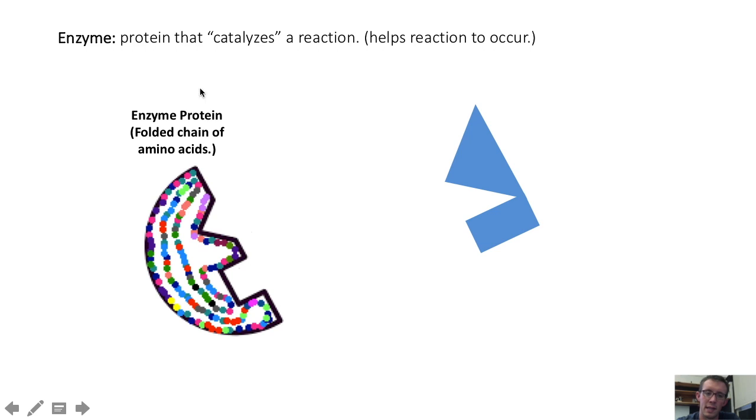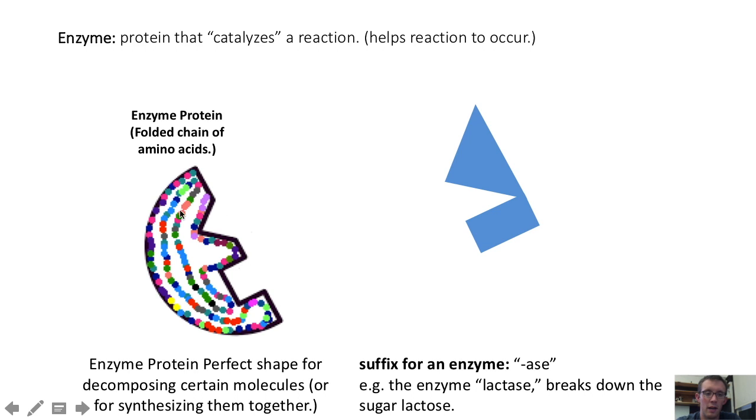Hey bio team. So one important type of protein is an enzyme. And an enzyme is just a type of protein that gets reactions started. We say they catalyze reactions. And like other types of proteins, enzymes are folded chains of amino acids, but specifically they're folded into a position where they can either break apart or synthesize a substrate.